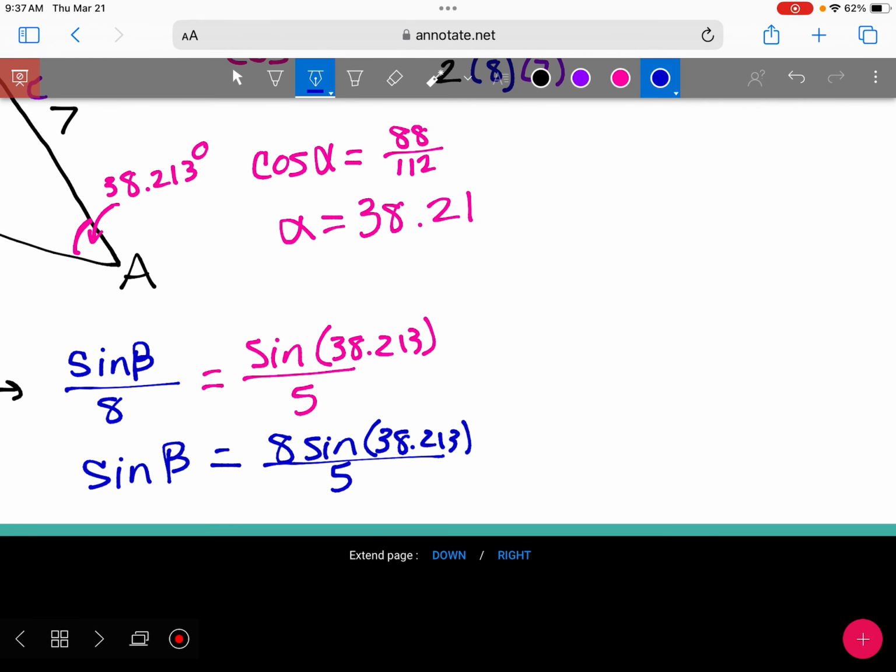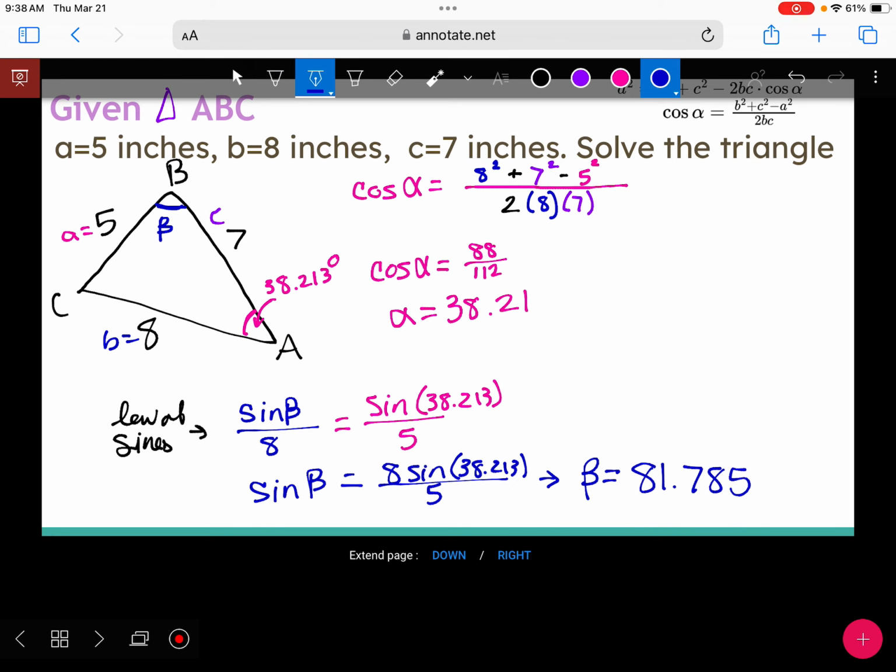We're going to inverse sine both sides to get the measure of angle beta to be what? We get 81.785 degrees.